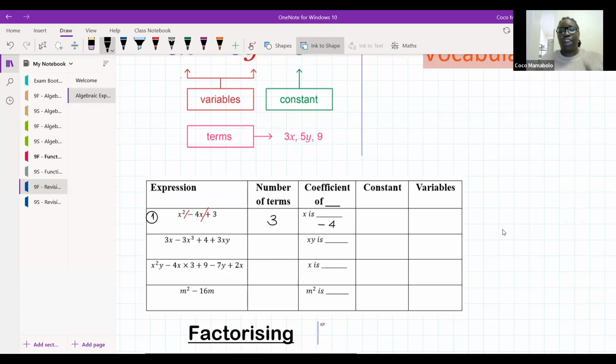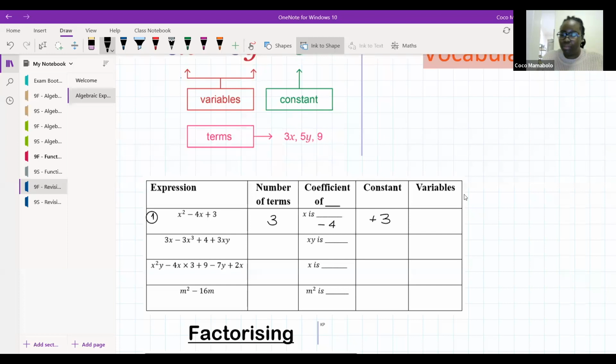-4. Good. What is my constant? 3, ma'am. Good. My constant is 3. Now we can say 3. We don't have to say +3 because even if we say +3 or 3, same difference. It'll be fine. All right. What is my variable? What variables do I have in this expression that we've got over here?